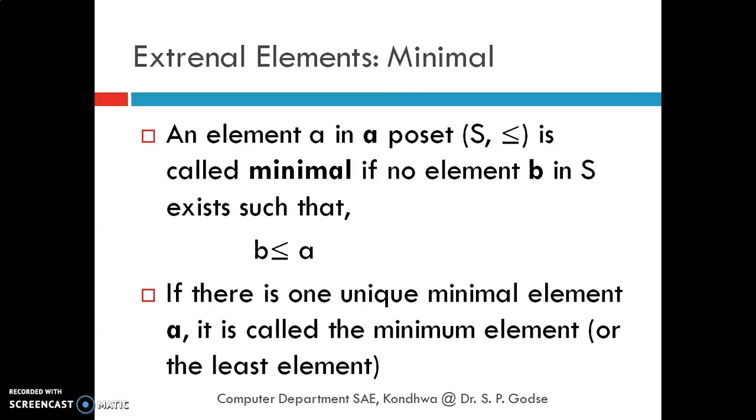Next, the minimal element from the given poset. An element A in a poset (S, ≤) is called minimal if no element B in S exists such that B ≤ A. It means an element A from poset S is called a minimal element if there is no element B such that B ≤ A.